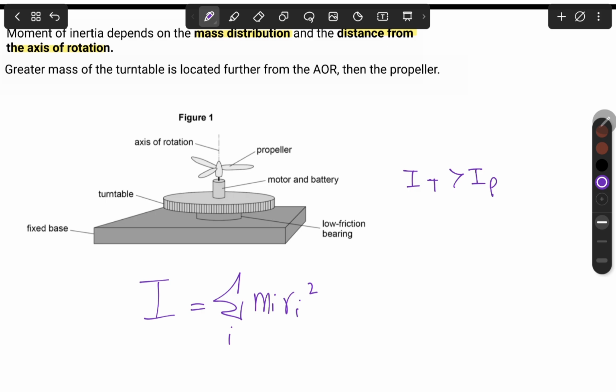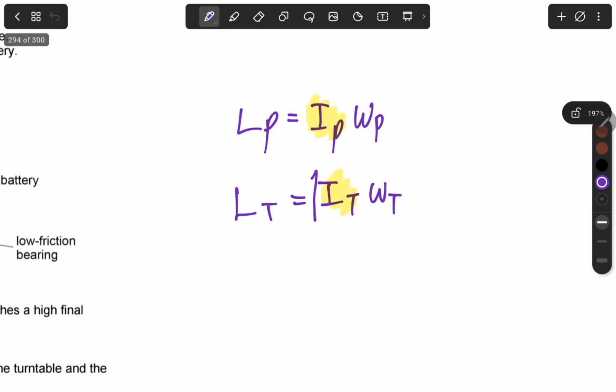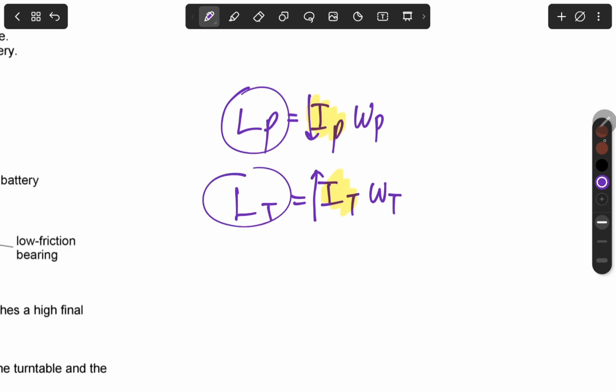I've repeated my points a few times as well. Now, this is going to be greater, this is going to be less, and this is constant. Because of this, what we can say is that the angular velocity of the turntable is going to be less and the propeller is going to be more.